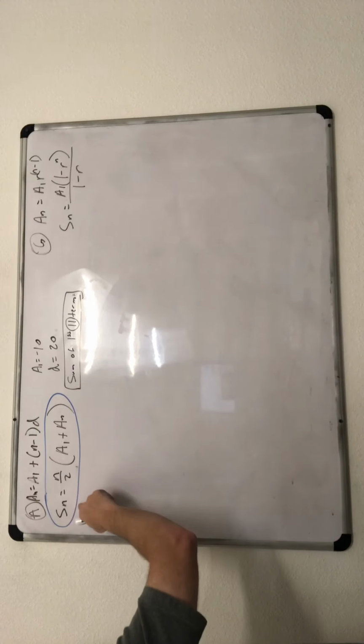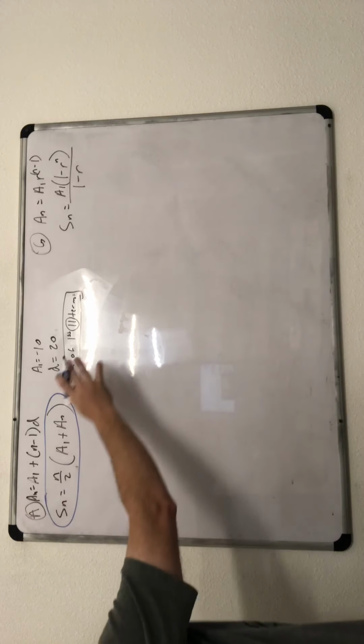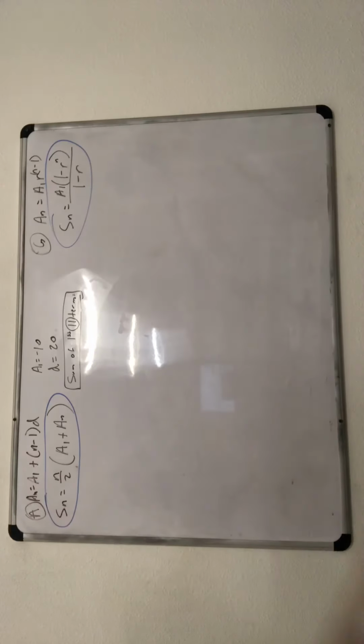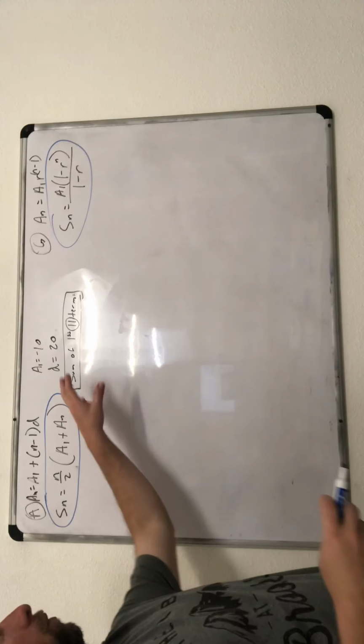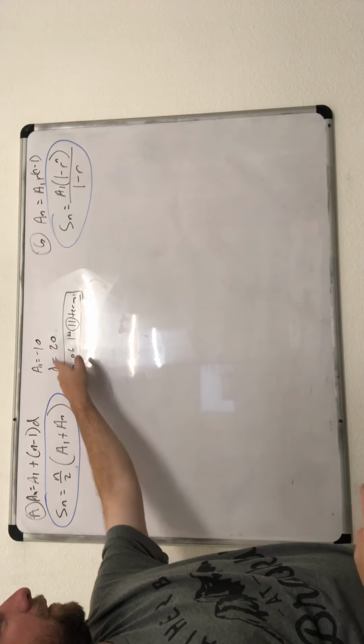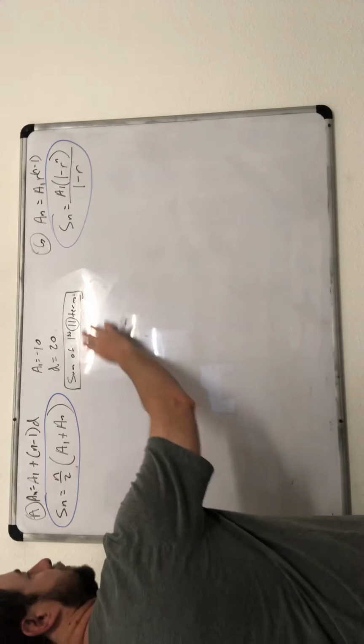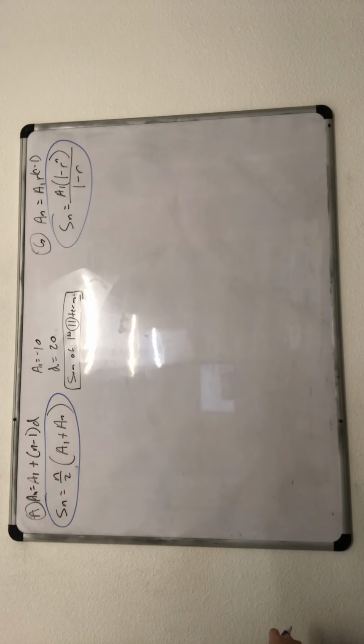This is the sum of a series here. So you're going to need these. First, we'll look at the sum of an arithmetic series. And what they give us, in the word problem, is a1 is negative 10, the common difference is 20. And then they want you to find the sum of the first 11 terms.